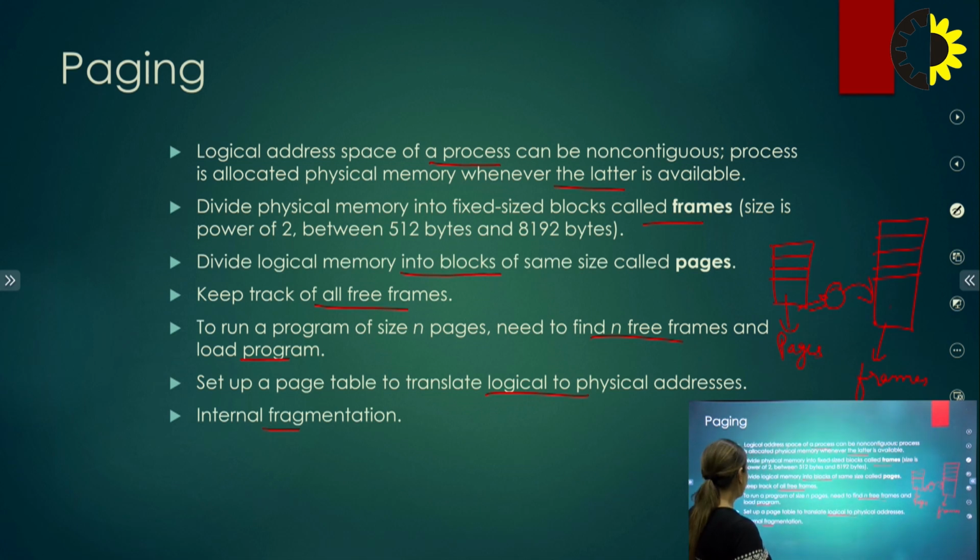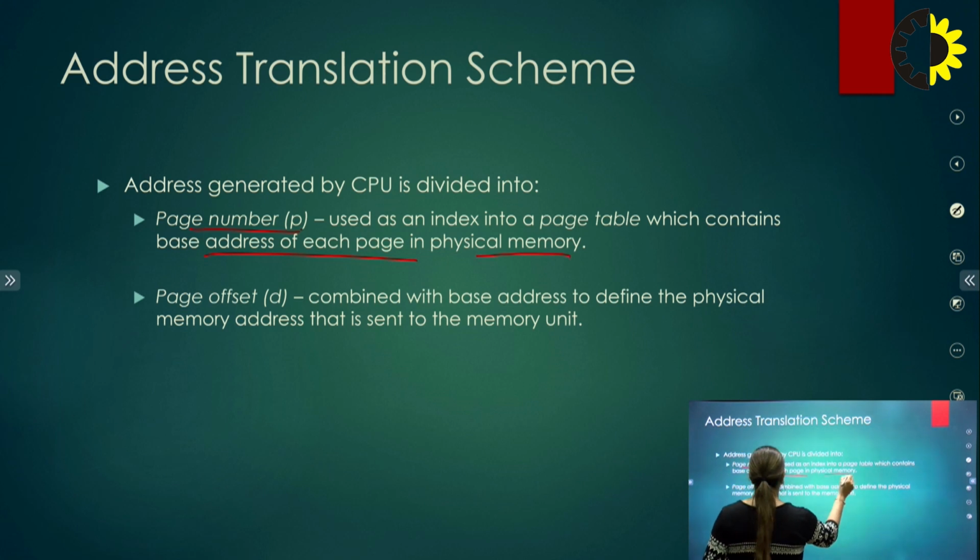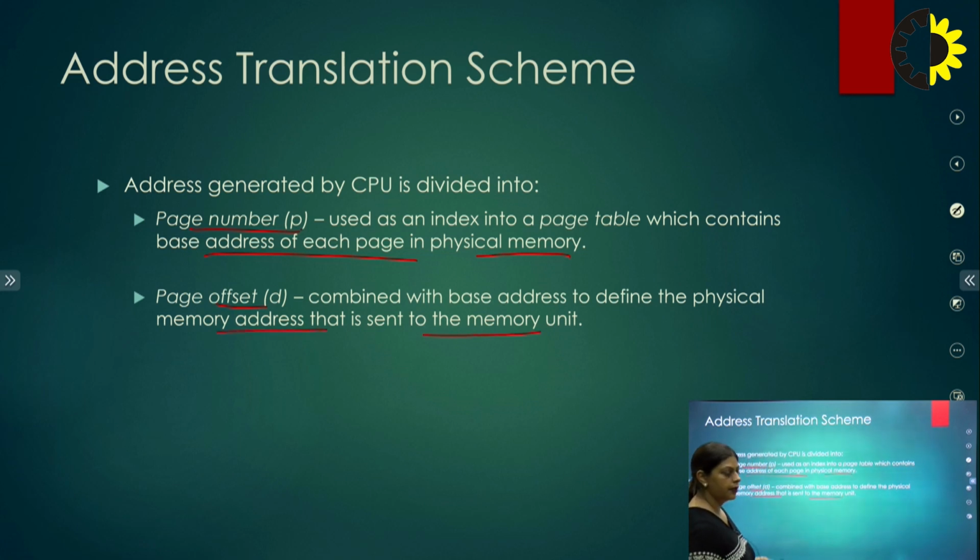So how is it done? Let's explain how the address translation scheme works. There is a page number P used as an index into the page table, which contains the base address of each page in the physical memory, and the page offset is combined with the base address to define the physical memory address that is sent to the memory unit, right?